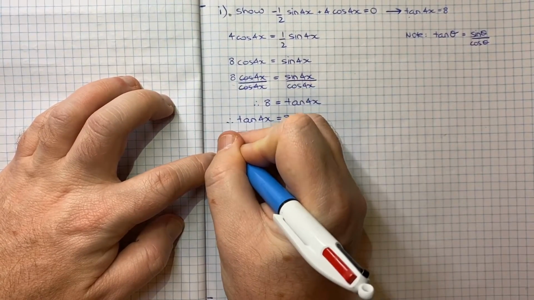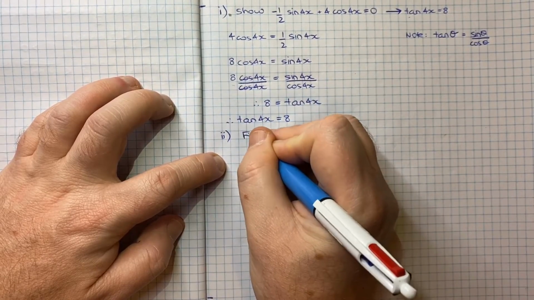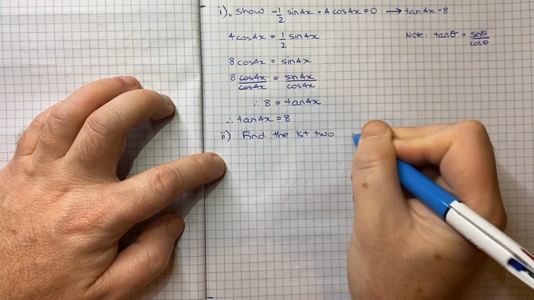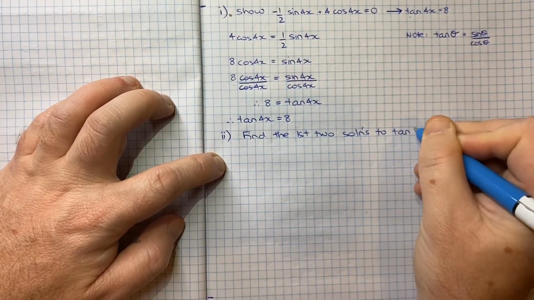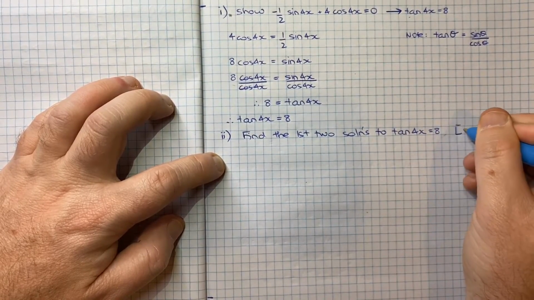Part 2 now follows on directly from part 1, because it's asking us to find the first two solutions to tan 4x equals 8 in the domain between 0 and pi.